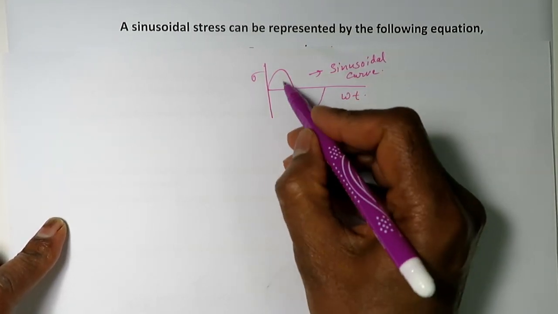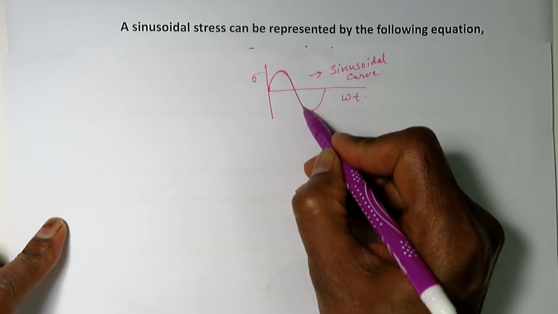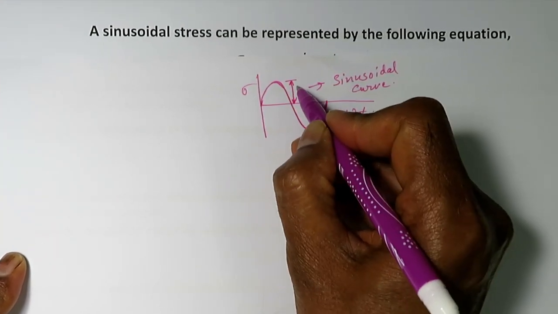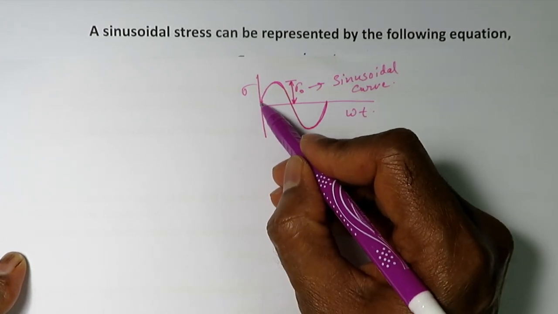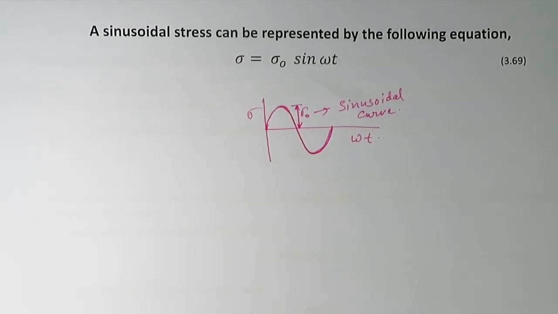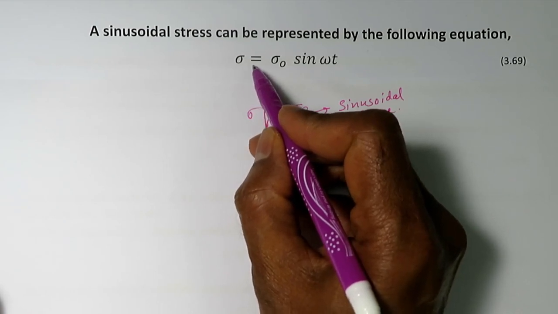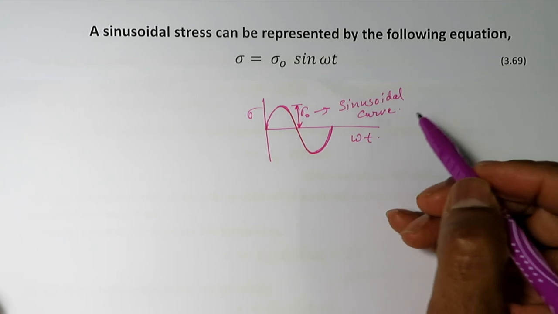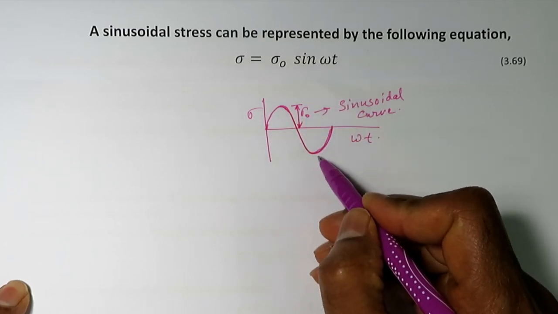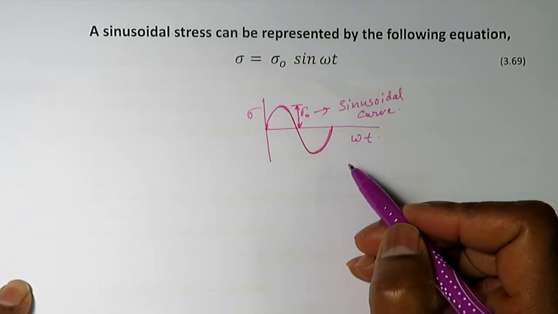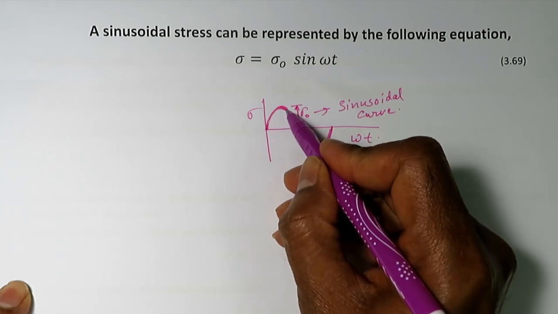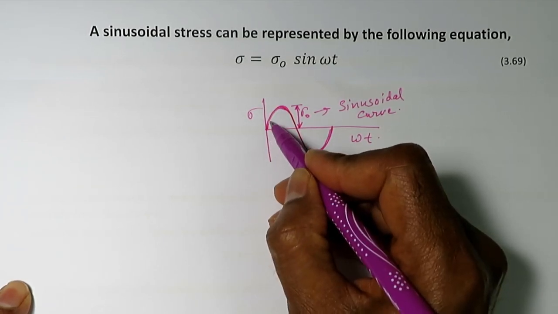We can represent the stress by an equation which follows this curve with the maximum amplitude. If we represent this stress profile by an equation, we can write it in this fashion, where sigma is equal to sigma naught sine omega t. This equation will exactly follow this curve. So this is how the stress is being applied. But in response to this stress application, the strain will not follow exactly the same manner, but there will be a lag, as we have understood.